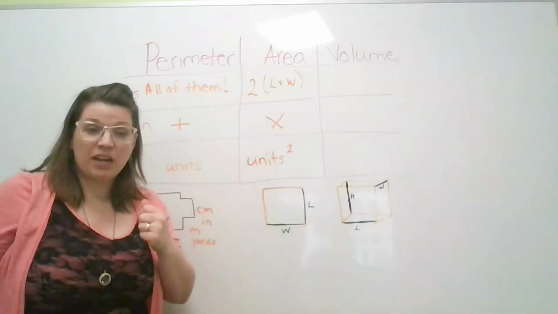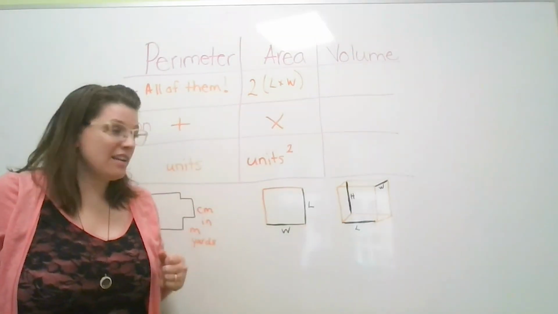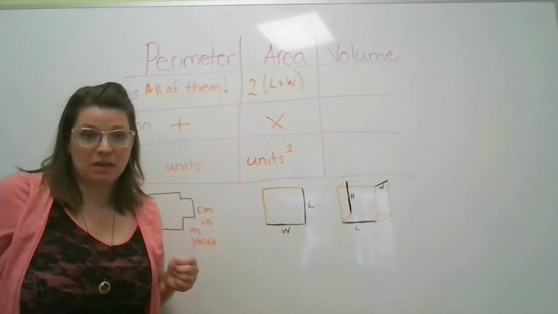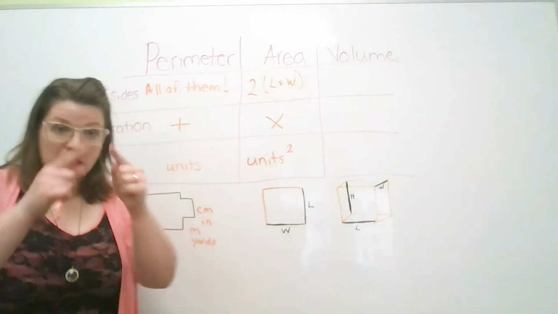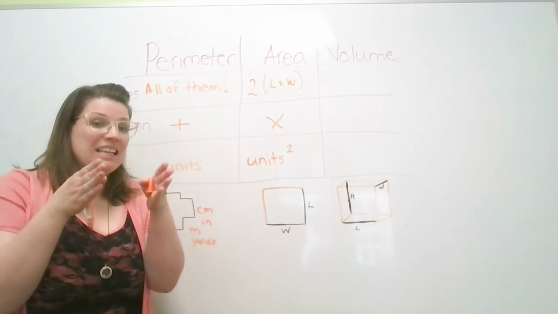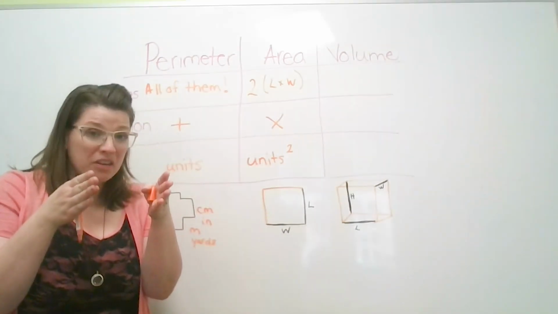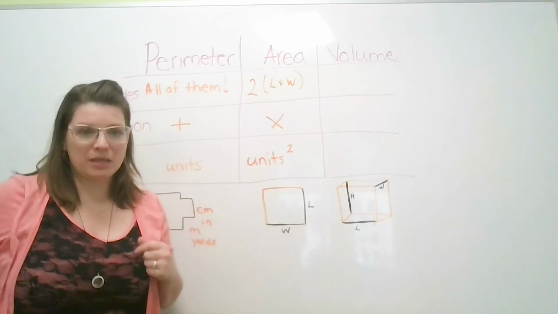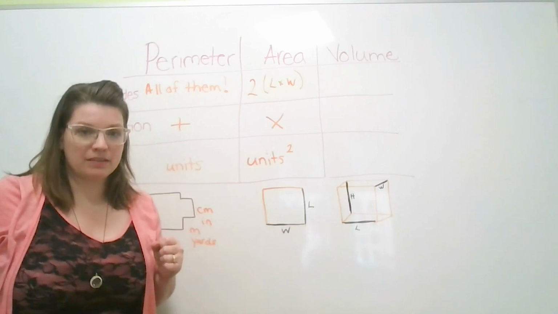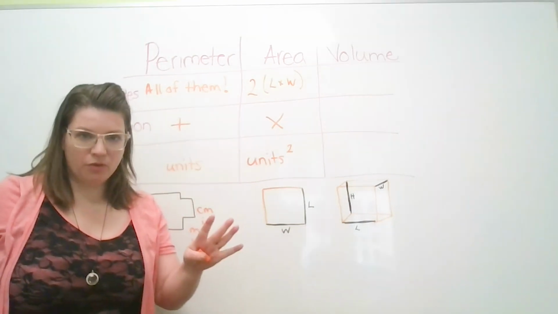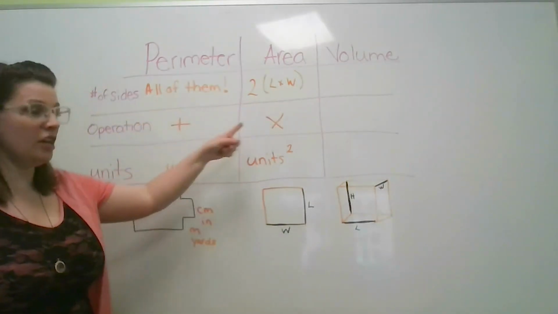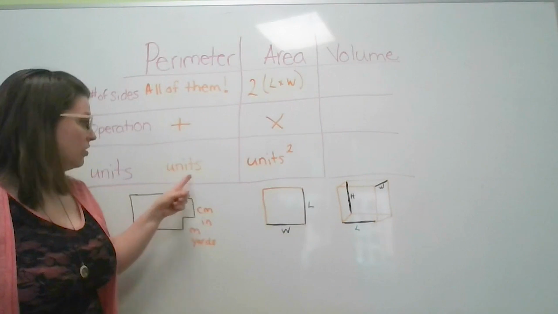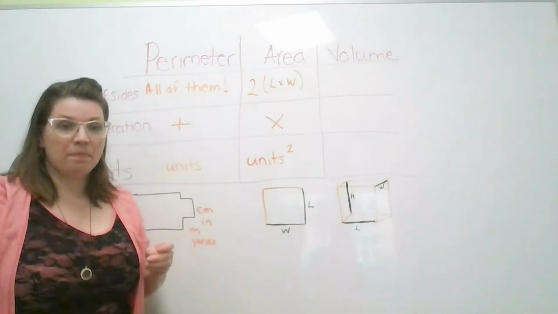Because if I go to someone and I say, oh, hey, I need enough for 3 centimeters, they'll be like, great. Then they'll just give me like this much. But if I say I need enough for 3 centimeters squared, then they know they have to give me a different amount. That's why it's important. Okay, with me so far? All the sides, only 2 of them. Addition, multiplication, units, and units squared.